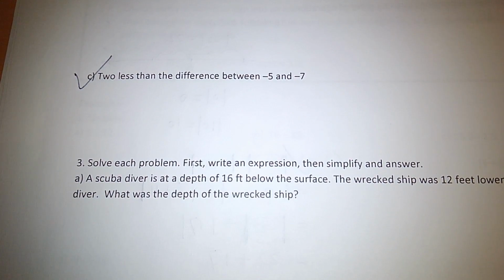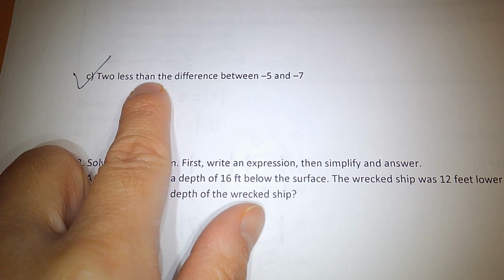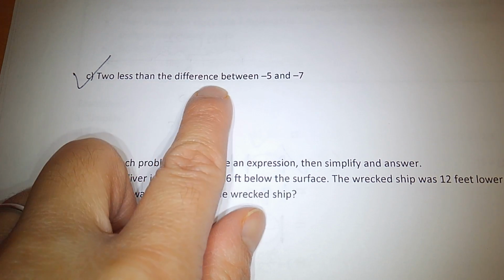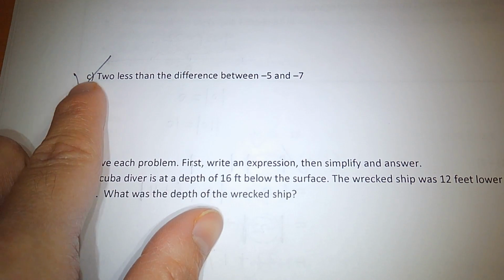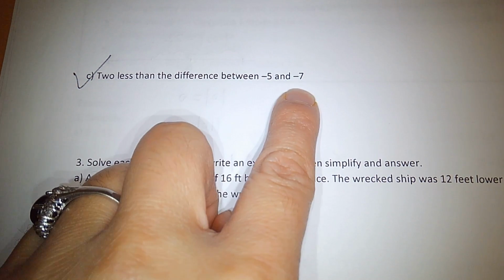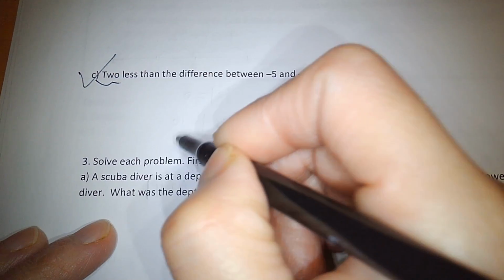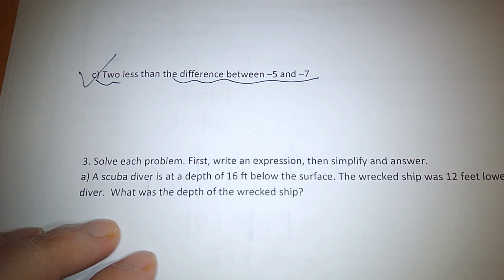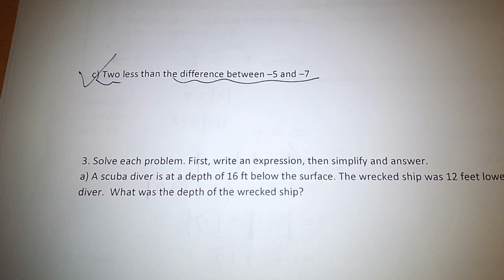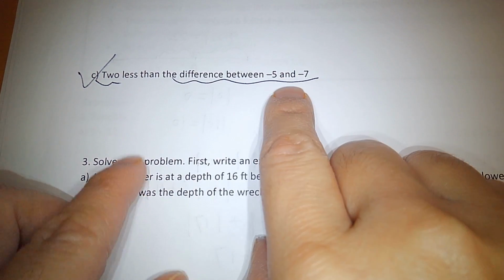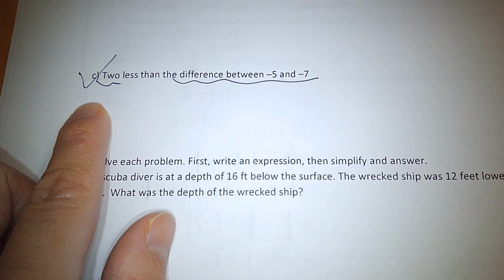Build an expression according to this phrase: 2 less than the difference between negative 5 and negative 7. 2 less than the difference. We can tell there is a 2, there is a difference, right? 2 less than this. So, do we use this subtract by 2, or we use 2 subtract by this?